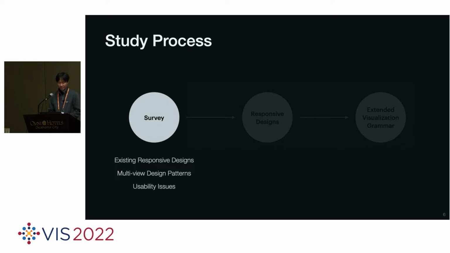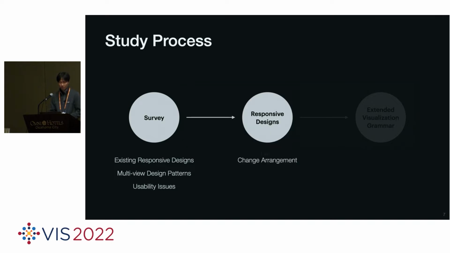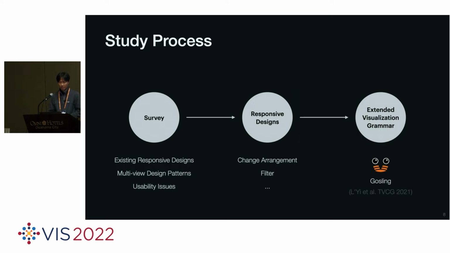First, we surveyed existing multi-view genomics visualization to identify to what extent they support responsive designs. Also, we wanted to identify view composition patterns as well as their usability issues in smaller screens to better understand current challenges. Based on the survey result, we identified several high-level approaches for responsive genomics visualization. And lastly, we extended existing visualization grammar for responsive designs.